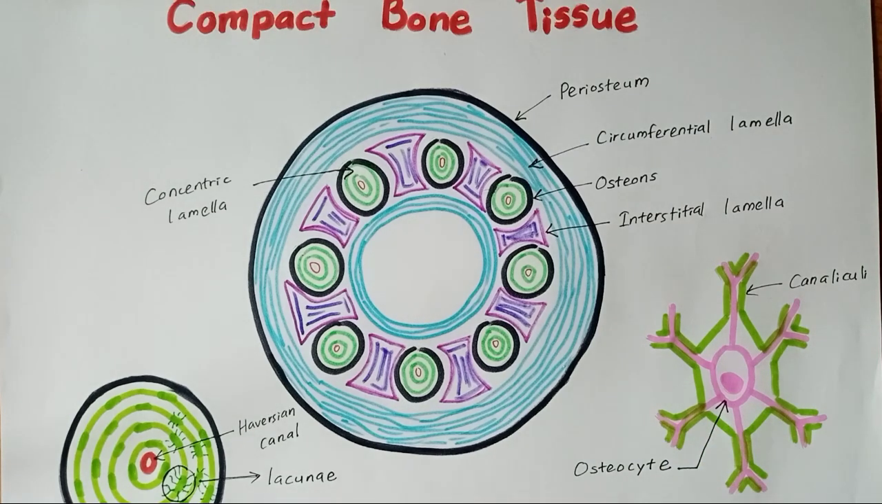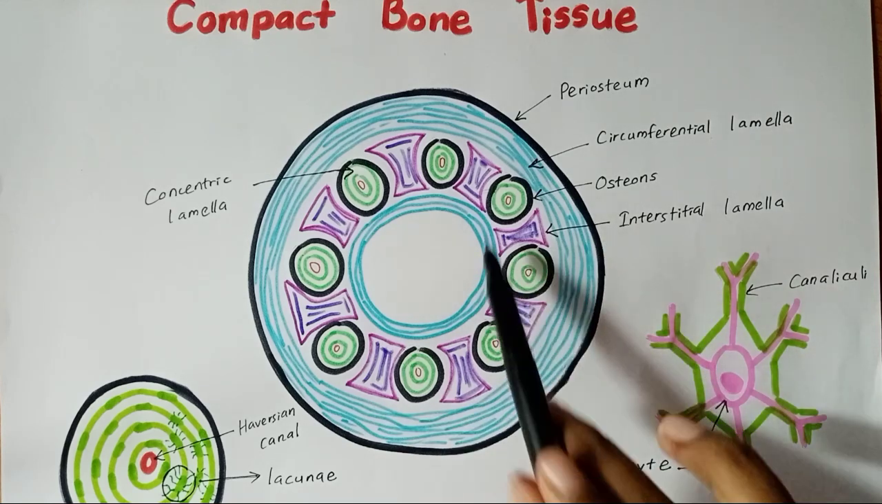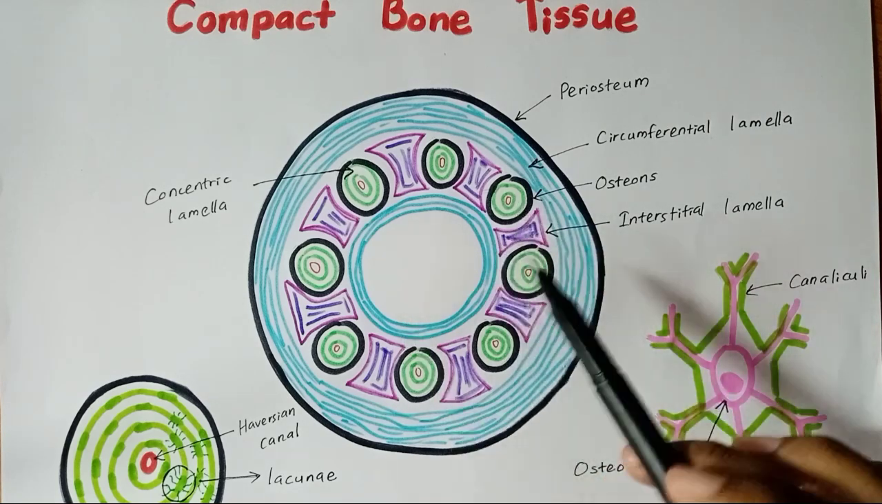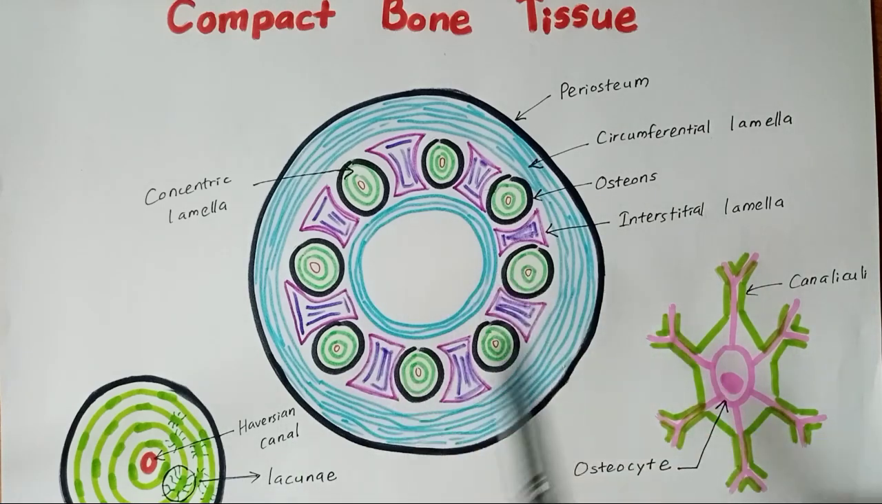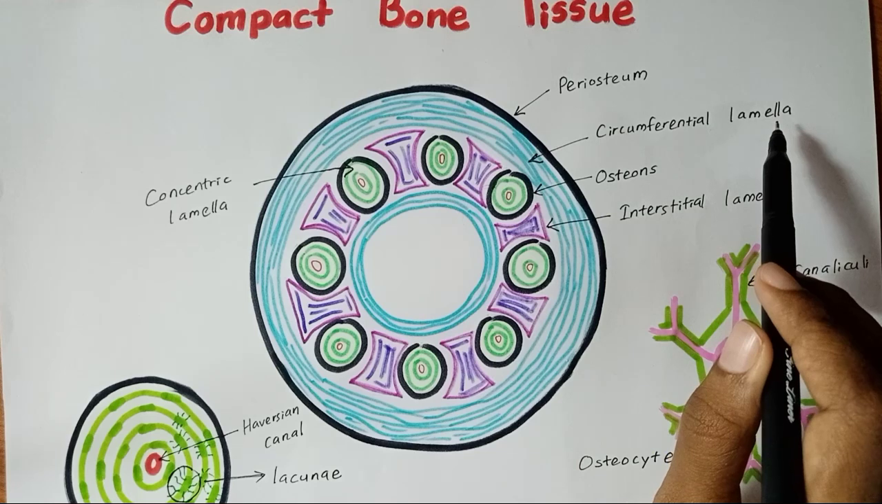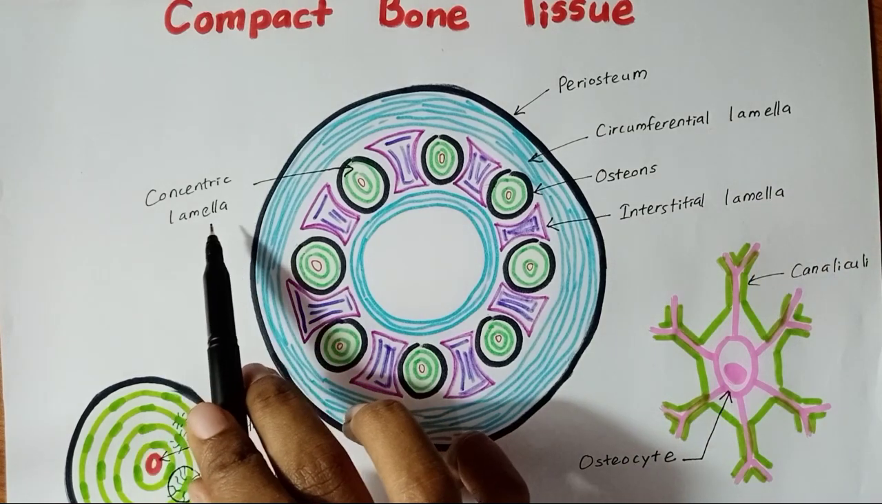So again we will get a brief idea about this compact bone tissue. This compact bone tissue consists mainly of osteons, and there are lamellae. There are three types of lamella you can see here. They are the circumferential lamella, interstitial lamella, and concentric lamella.